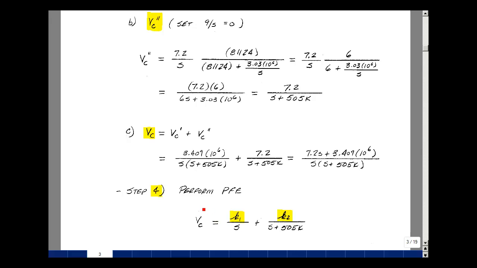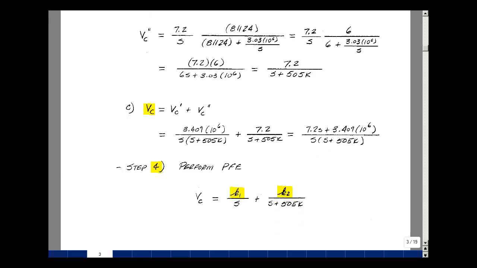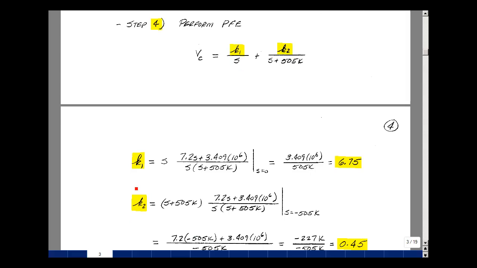Step 4 is to perform a partial fraction expansion, so I could write this as some K1 over S and some K2 over S plus 505K. To find K1, we'll multiply our result times S and let S equal 0. So again, get term cancellation. And then I've got 3.409 times 10 to the 6th divided by 505K, and that's 6.75.